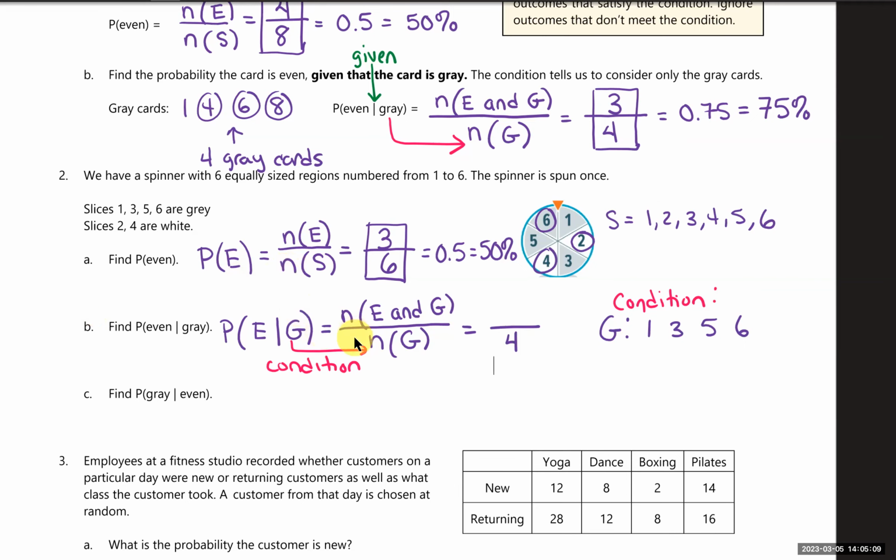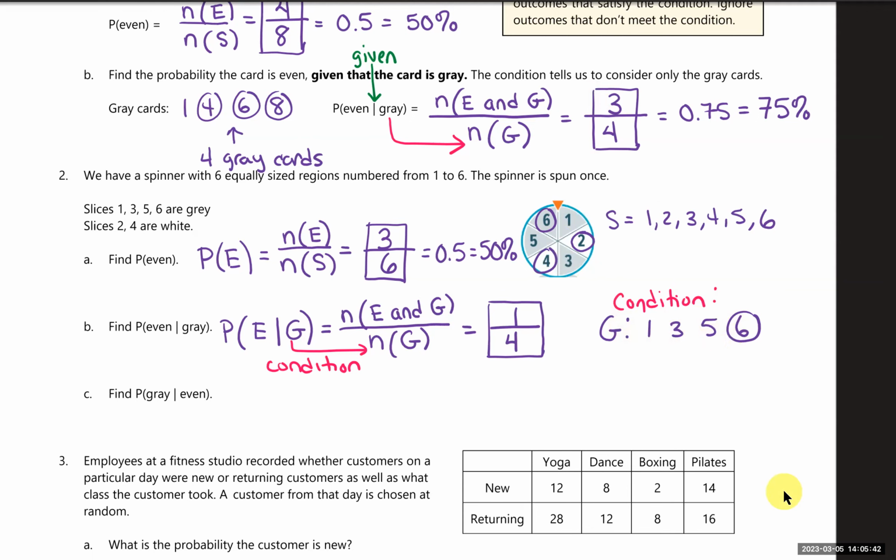All right, so there's 4 cards that meet the condition. And of those 4, the number that are even and meet this condition of being gray. So among that list of 4 cards, there's just 1 even. So 1 in 4, and I'll just leave it as a fraction. So there's a 1 in 4 chance the spin is even if it's known to be among the gray regions.